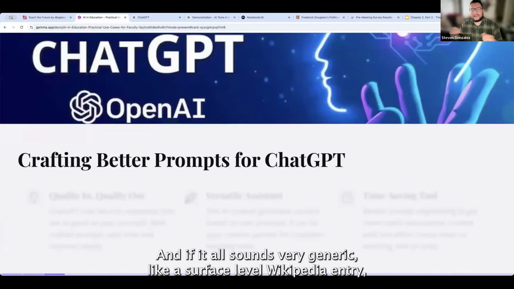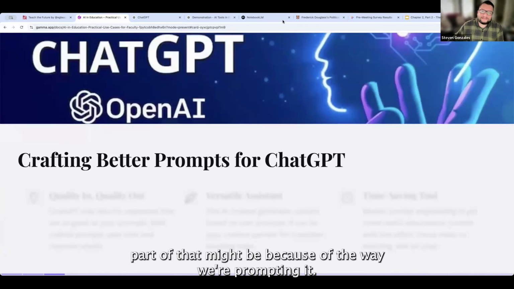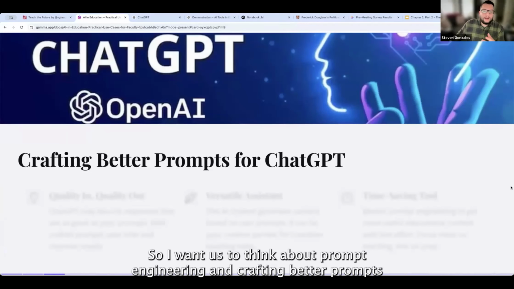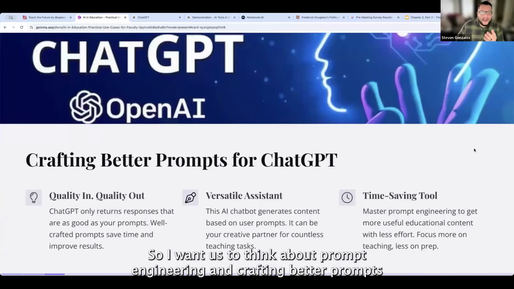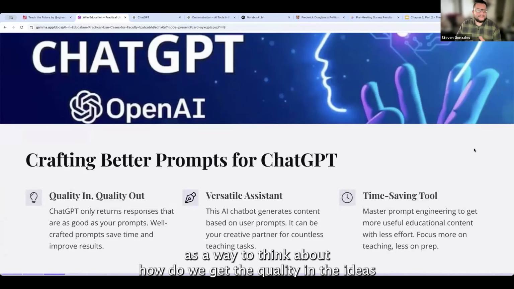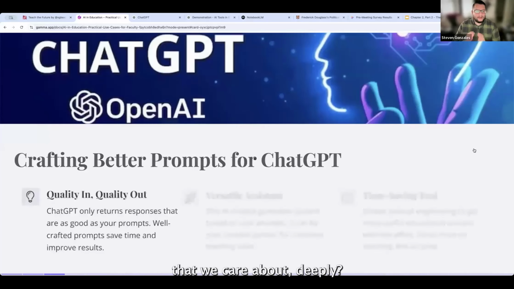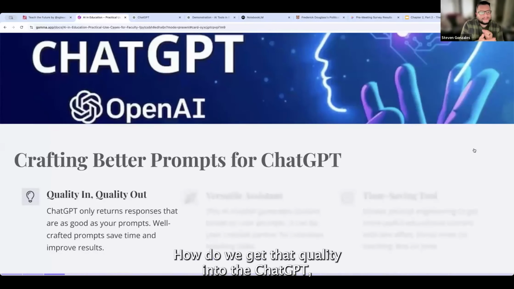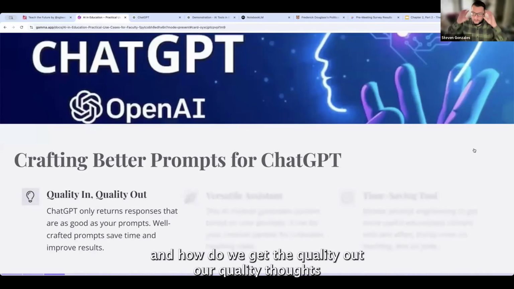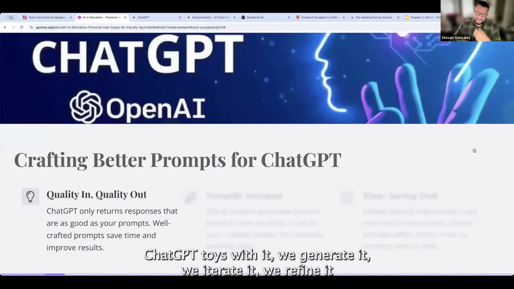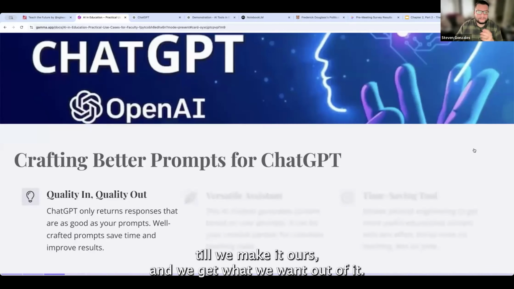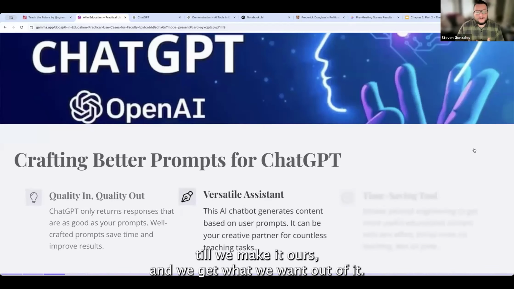And if it all sounds very generic, like a surface level Wikipedia entry, part of that might be because of the way we're prompting it. So I want us to think about prompt engineering and crafting better prompts as a way to think about how we get the quality in, the ideas that we care about deeply. How do we get that quality into ChatGPT, and how do we get the quality out? Our quality thoughts, ChatGPT toys with it, we generate it, we iterate it, we refine it till we make it ours, and we get what we want out of it.